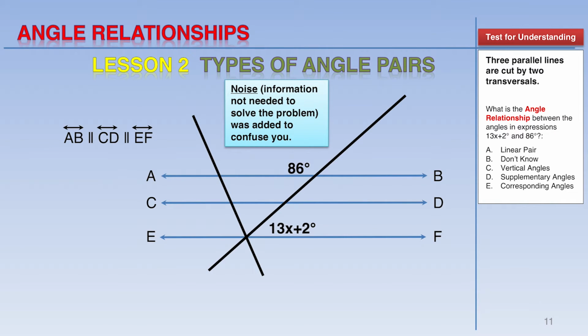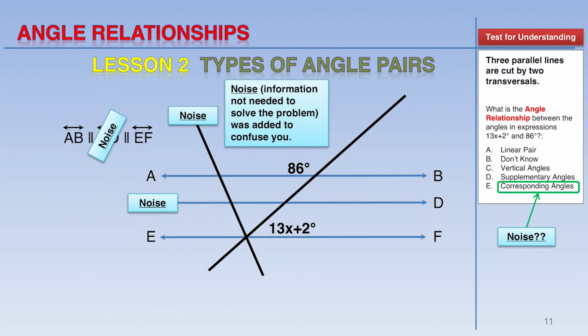You'll also notice that I've introduced noise, meaning information that's not needed to solve the problem. Often this happens in math to really test if you understand the concept. In this case, the parallel line CD is not needed. It's extraneous, it's noise. We also have a transversal that is noise, meaning it's added information that's not needed.